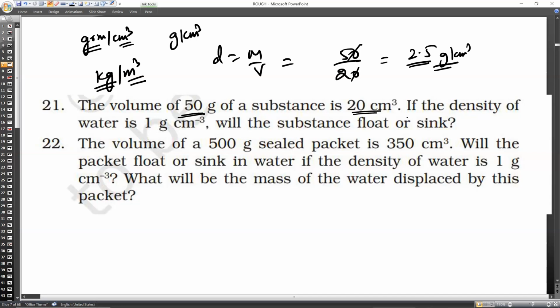And it is placed in the water. So density of water is 1 gram per centimeter cube. The density of the substance is more than the density of water, so will it sink or float? Avni, tell me. Sir, it will sink, because the density of the substance is more than the density of water. Okay, it is 2.5, na? 50 upon 20 is 2.5.